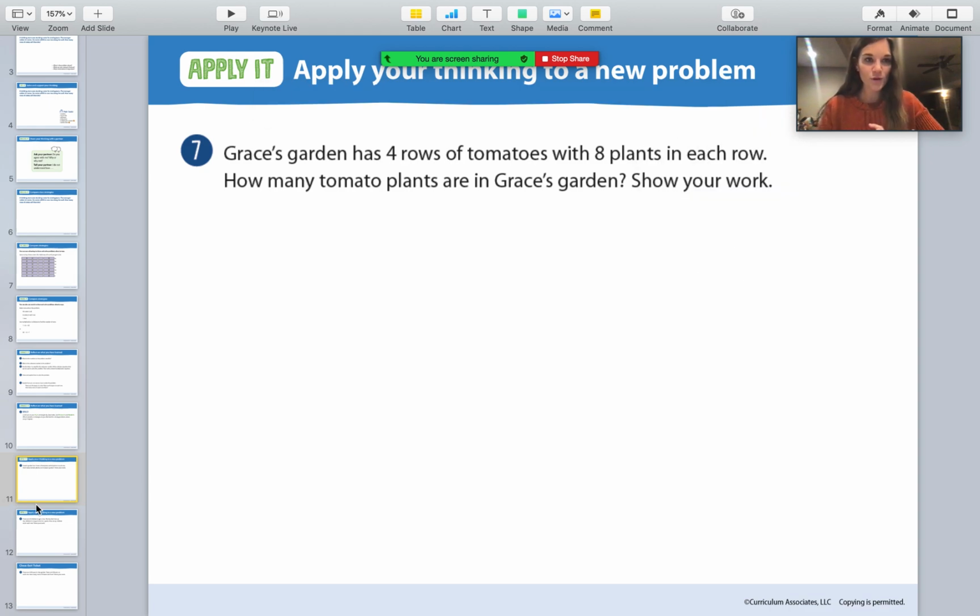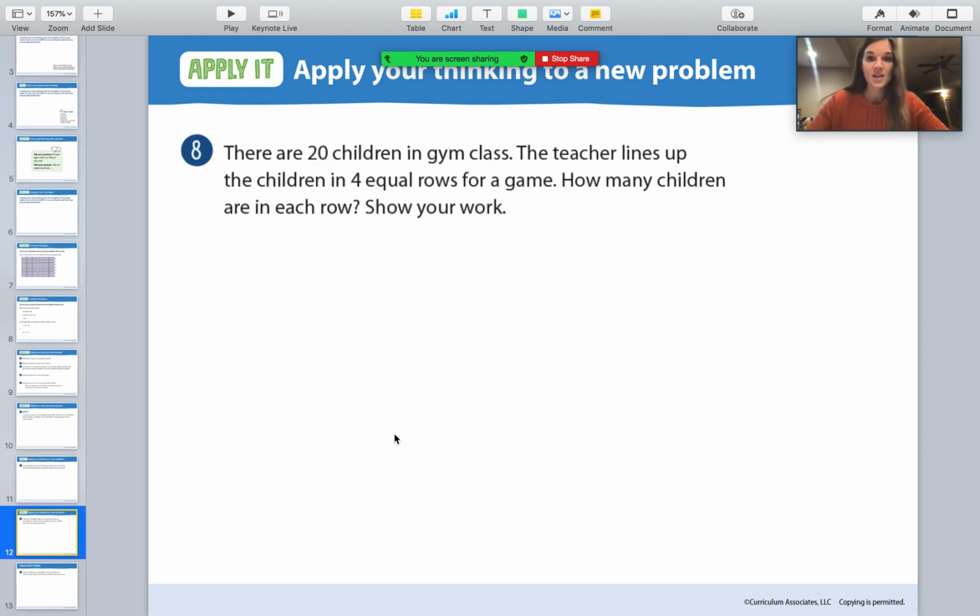All right, I'm going to help you guys set up this next one, but I want you guys to do it on your own. All right, there are 20 children in gym class. So this means 20 all together. So think about that. Will it be multiplication or division? The teacher lines up the children in 4 equal rows for a game. How many children are in each row?